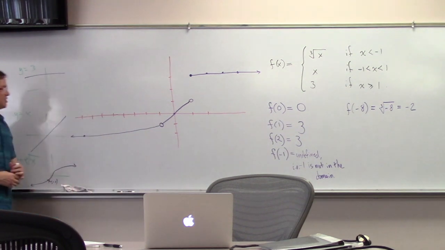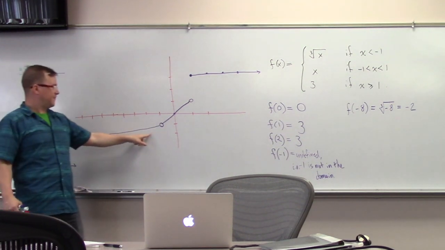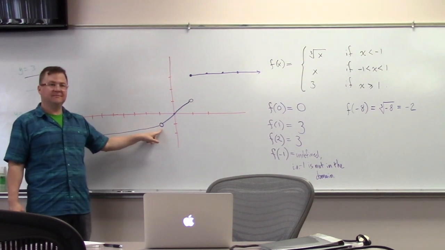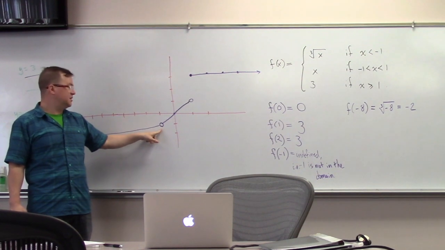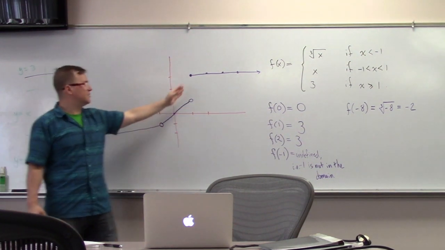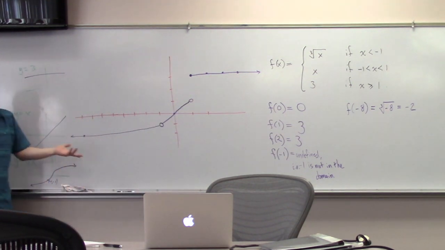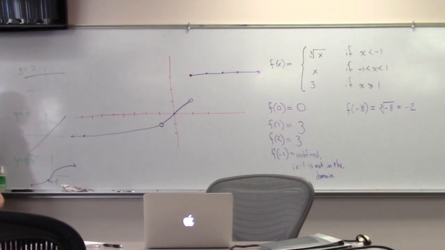And I'd say this function is increasing from negative infinity up to -1. Stops for a moment, and then continues to increase from -1 to 1, but not including -1. And then it's neither increasing nor decreasing beyond that point.